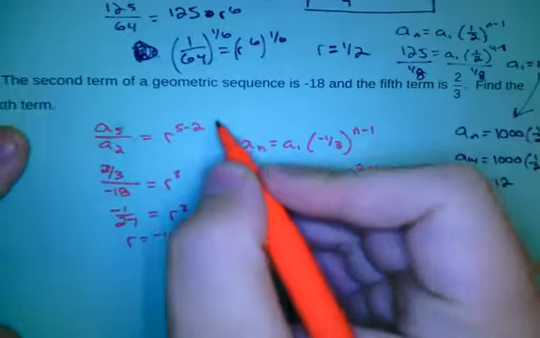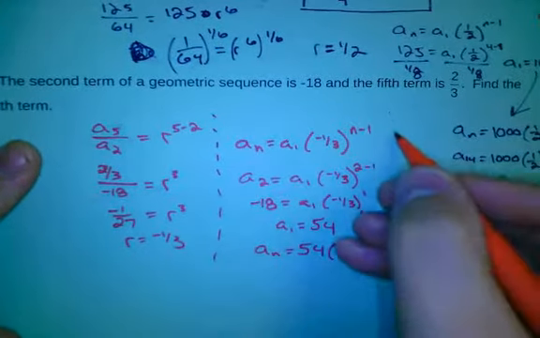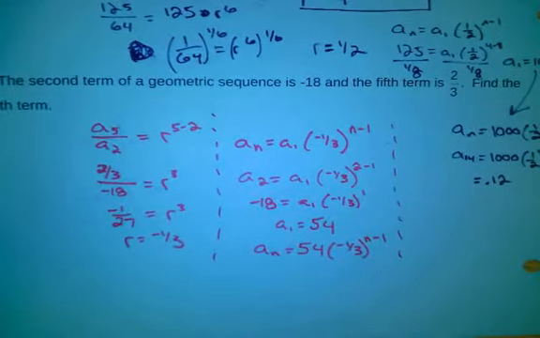So all this work over here was to figure out what R was. All this work right here was to figure out what A1 was. So this geometric stuff takes a little more work.